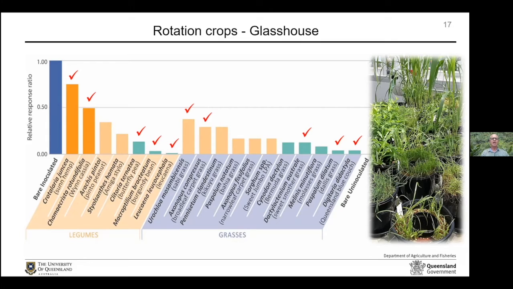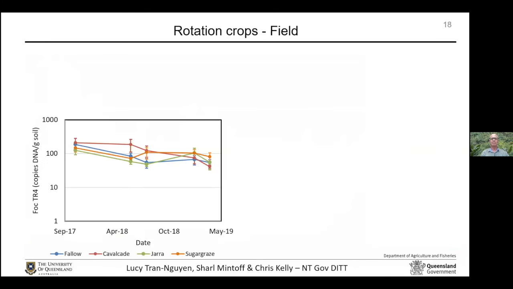So most of the legumes had similar ability to host the disease as banana. However, those green bars are those that were significantly better than the inoculated controls and had a similar rating to the bare uninoculated control. So there we see three legume species, but 5 grasses that have potential resistance or usable resistance to Fusarium.